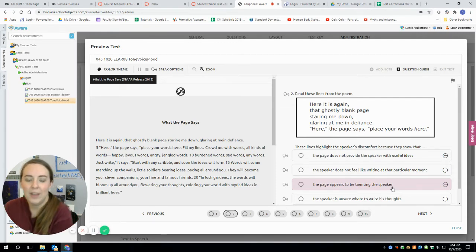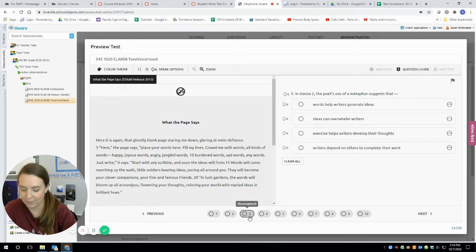All right, here we go. Number 2. C is the best answer because the author says the page is staring him down. So again, that's taunting. Taunting means to make fun of or to poke at somebody, to try and get them to get angry or something. All right, moving on to number 3.